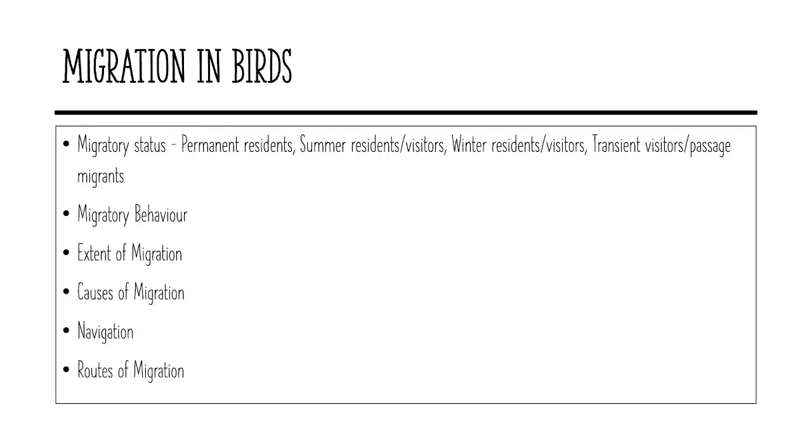This phenomenon is particularly found in insect-eating birds, as in severe weather the food supply will be affected. The last type is the transient visitors or passage migrants, which are those species which pass through a locality usually twice a year, once in the spring to their breeding grounds and again in the fall on their way back to their winter grounds. So these are the 4 different classifications on the basis of their migratory status.